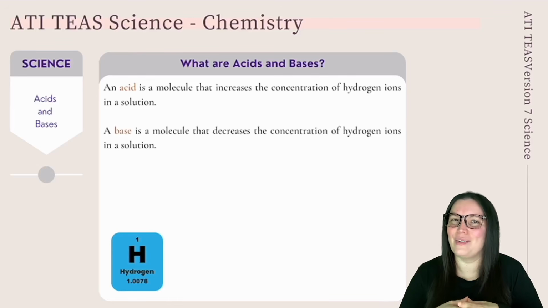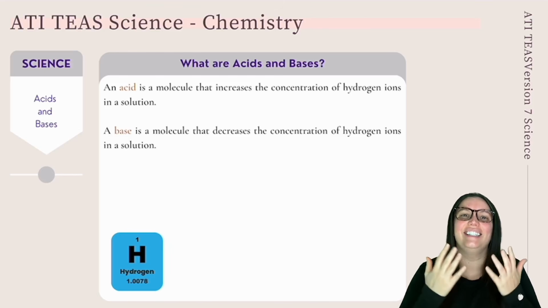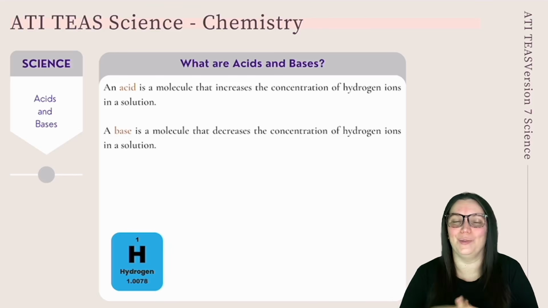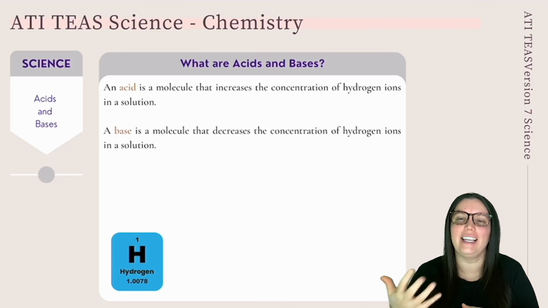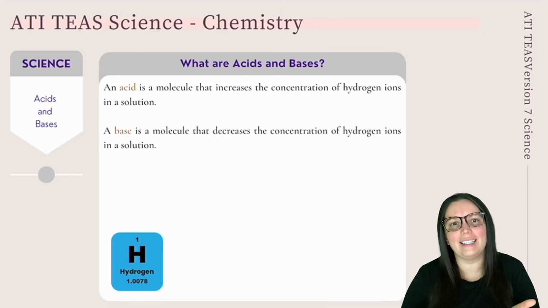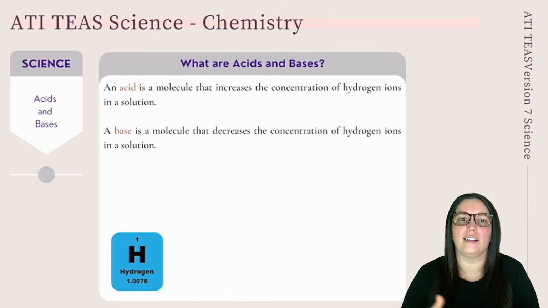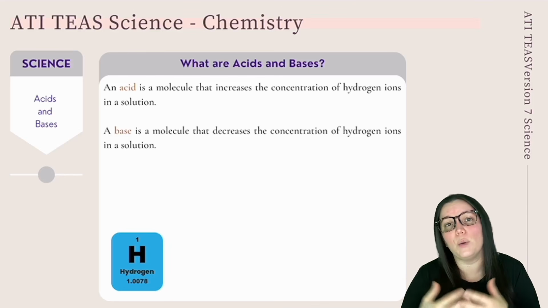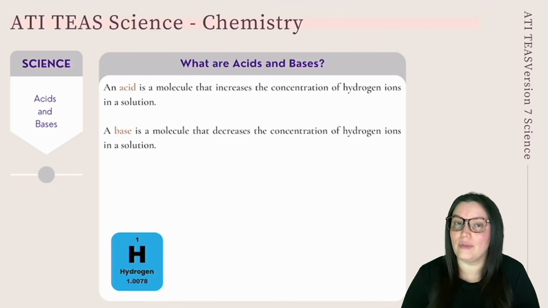So now we're going to talk about one of my favorite subjects, and that is acids and bases and how those two work together. An acid is a molecule that increases the concentration of hydrogen ions in a solution, whereas a base is a molecule that decreases the concentration of hydrogen ions in a solution. Those hydrogen ions are extremely acidic, and if you have too many of them or not enough of them, they can cause a lot of problems.